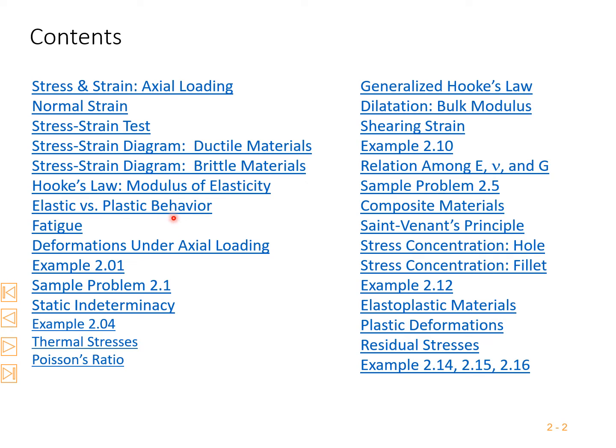Elastic versus plastic behavior: we will understand the difference between elastic and plastic behavior. In elastic behavior, how the material behaves, how the stress-strain diagram looks, and that the relationship is linear. Those things we will understand. Next, fatigue, deformations, and after that we will study sample problems for different examples.